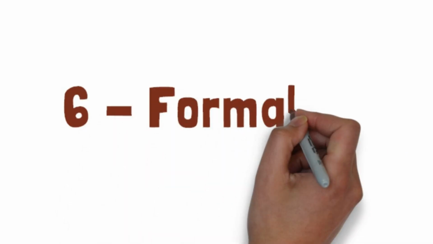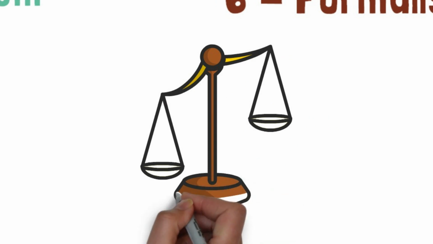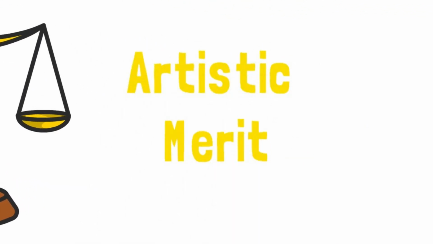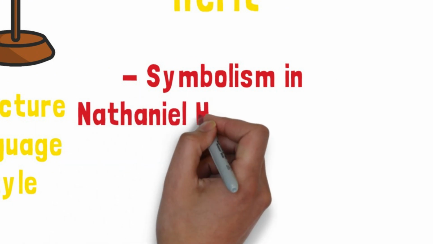Number 6 is formalism. This approach judges the artistic merit of a literary work by analyzing its formal elements such as structure, language, and style. For example, analyzing the use of symbolism in Nathaniel Hawthorne's The Scarlet Letter.